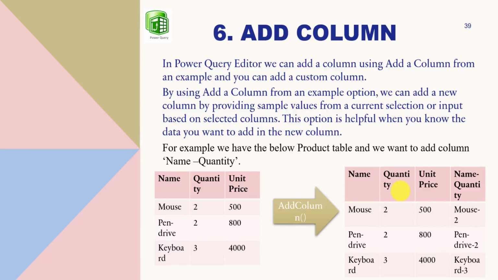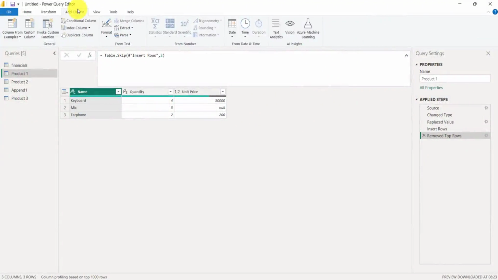For this, we will navigate to the Power Query Editor. Here you can see the add column option, and here you can see the different options to add columns, like column from examples, custom column, invoke custom function, conditional column, index column, and duplicate column. So let's take a column from example, from all columns, or from selection column.